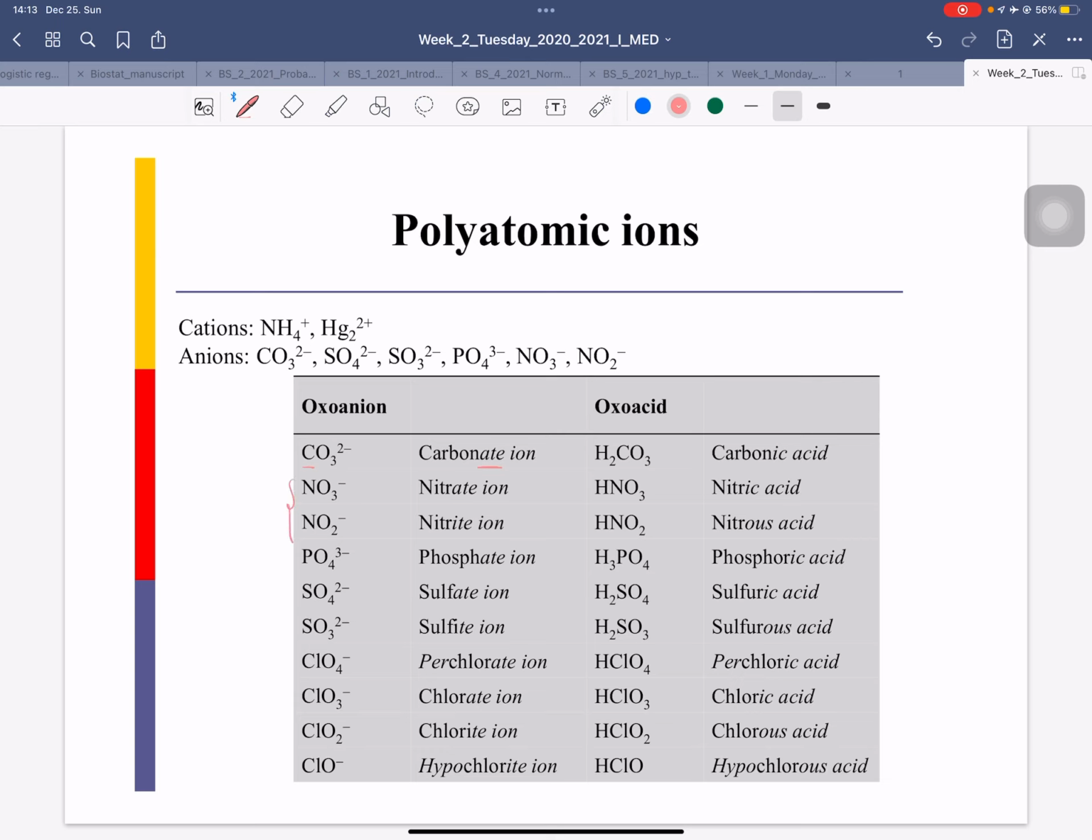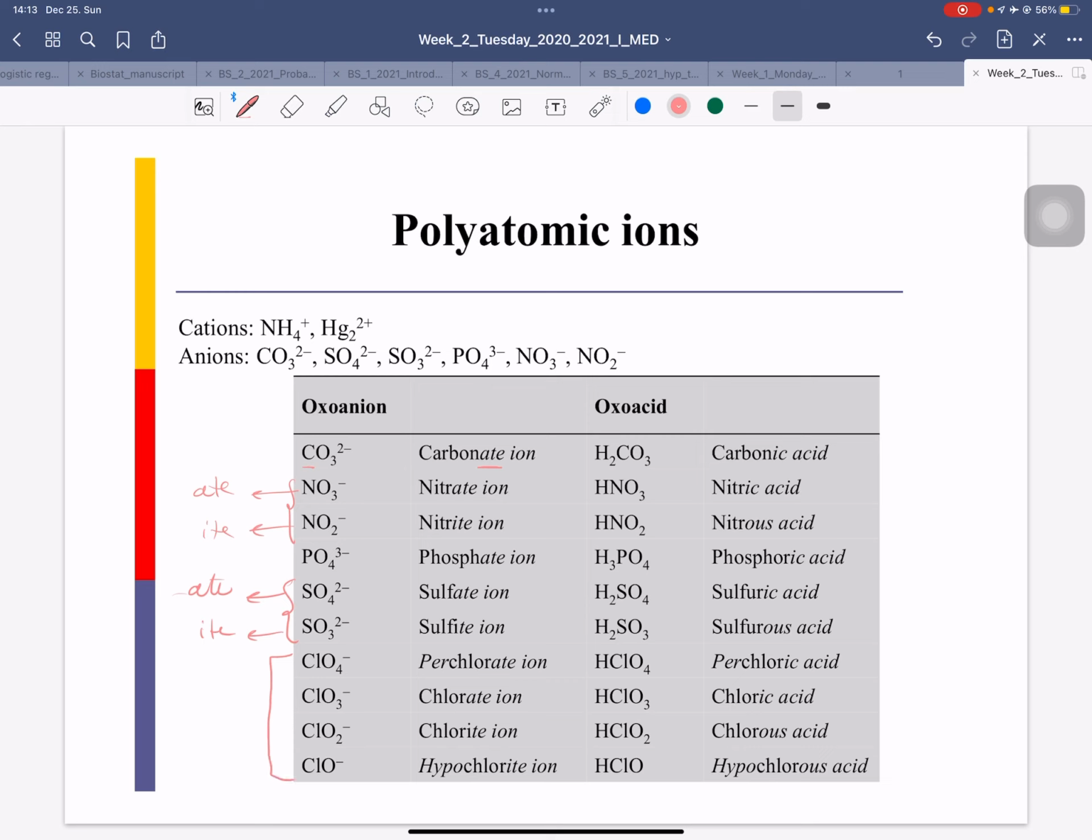But if we have two possibilities, the higher oxidation number has the suffix -ate and the lower oxidation number has the suffix -ite: nitrate and nitrite. For example, phosphate, and sulfate with the suffix -ate because it is the bigger one, and we have sulfite for the other one.